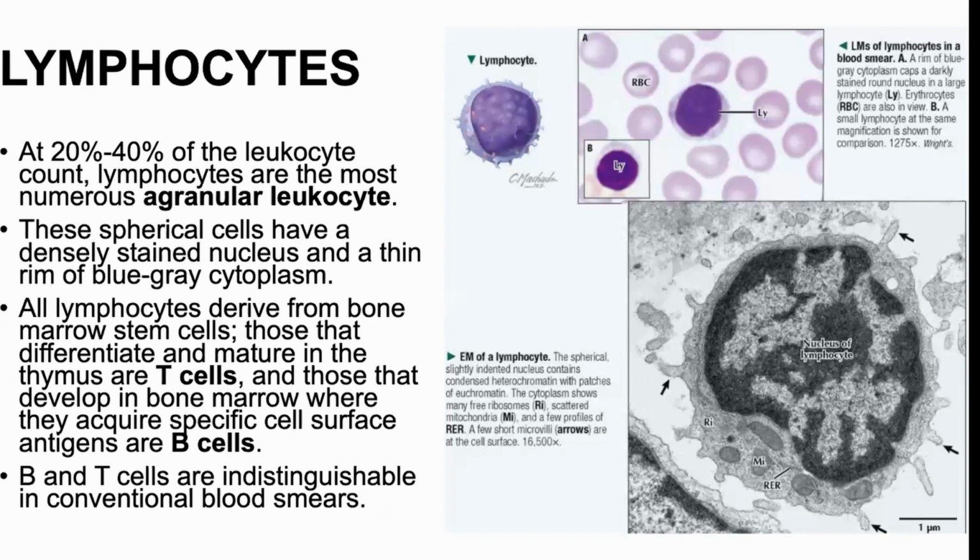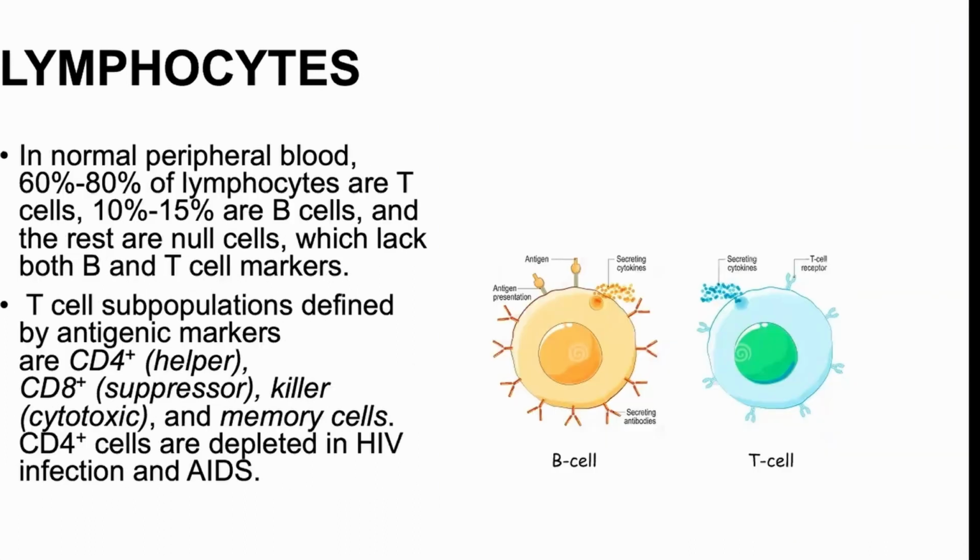T, thymus; B, bone marrow. Lymphocytes are the only ones that are categorized into B and T cells based on where they are synthesized. In normal peripheral blood, 60 to 80% of the lymphocytes are T cells, so the majority of them are T cells, while 10 to 15% are B cells. And you have markers on them that can differentiate which is which.